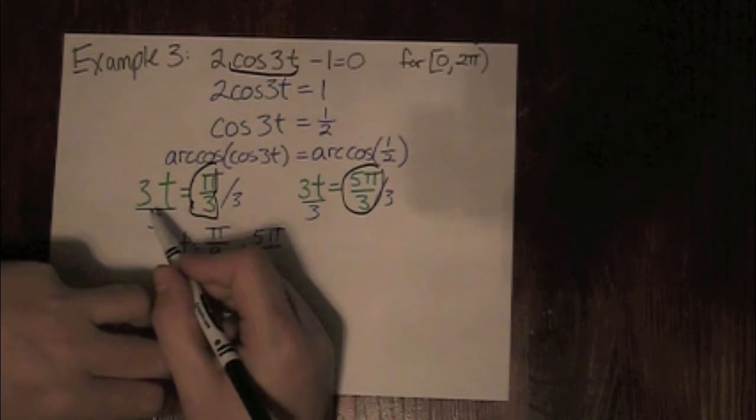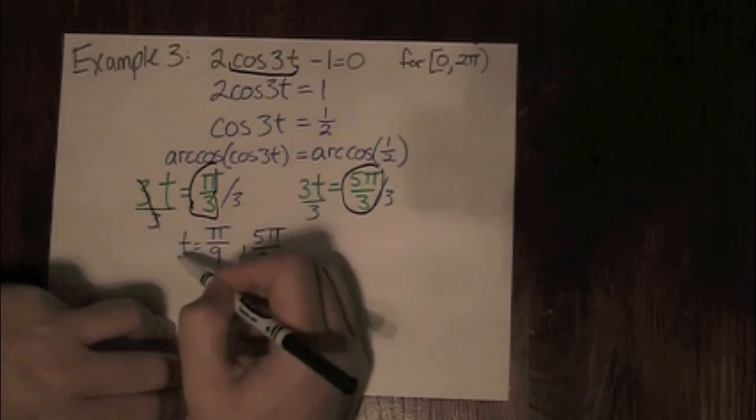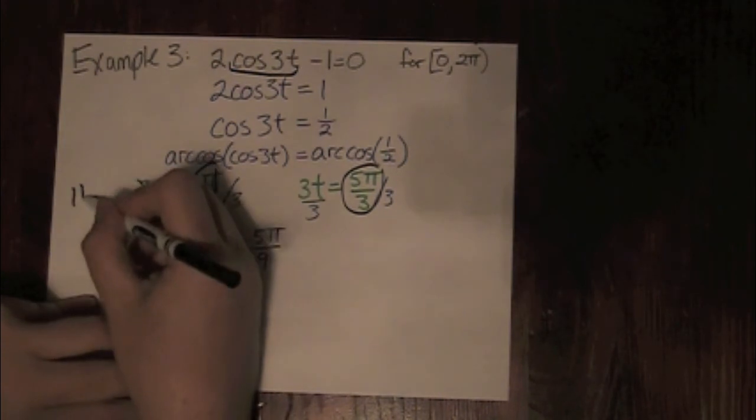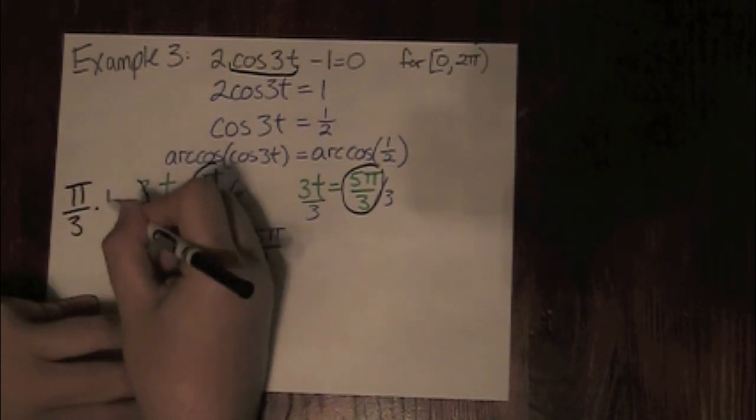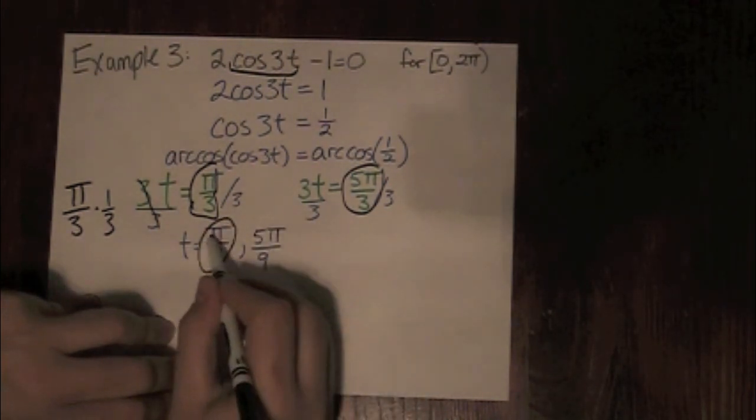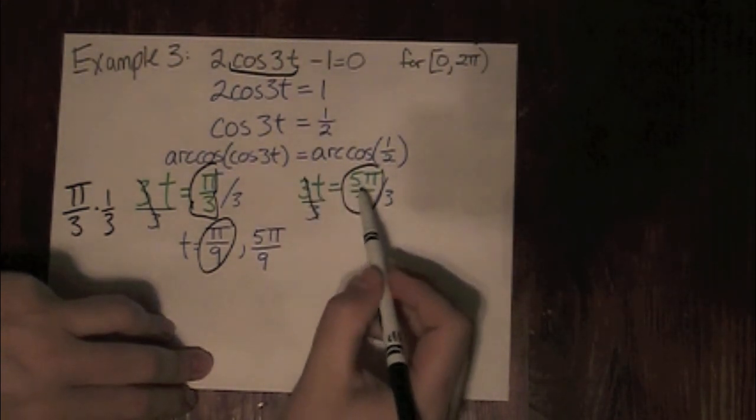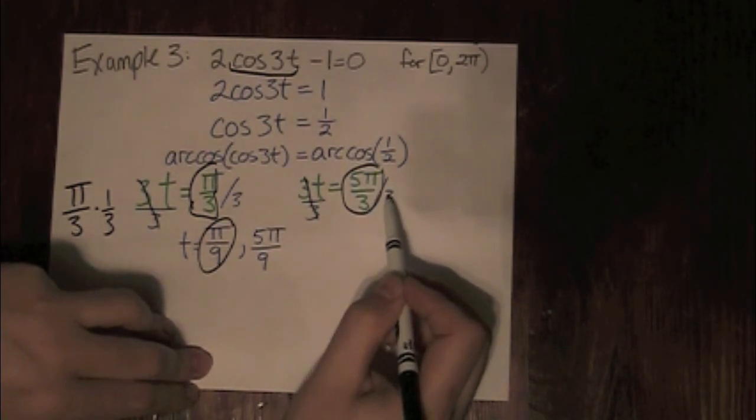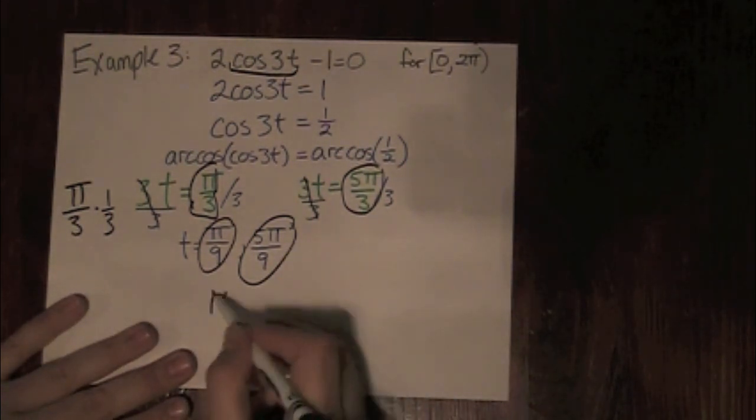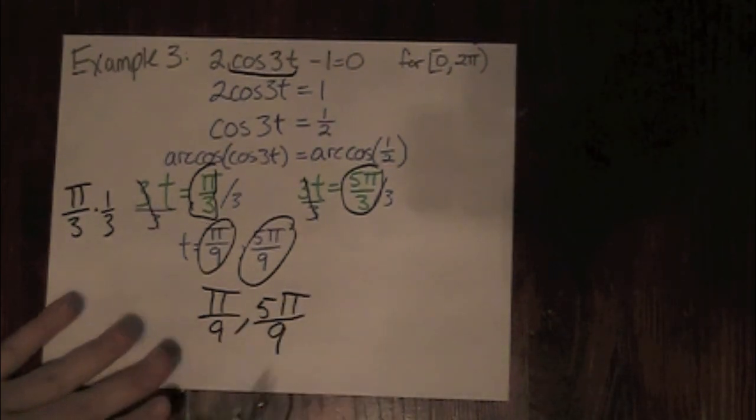To isolate my t, I need to divide each equation by 3. 3t divided by 3, my 3's cancel to 1. Pi over 3 divided by 3 is the same thing as pi over 3 times a third, which will give us 1/9, so pi over 9. And 3t over 3 cancels to 1. 5 pi over 3 divided by 3 is the same thing as 5 pi over 9. My two solutions are going to be pi over 9 and 5 pi over 9 between 0 and 2 pi.